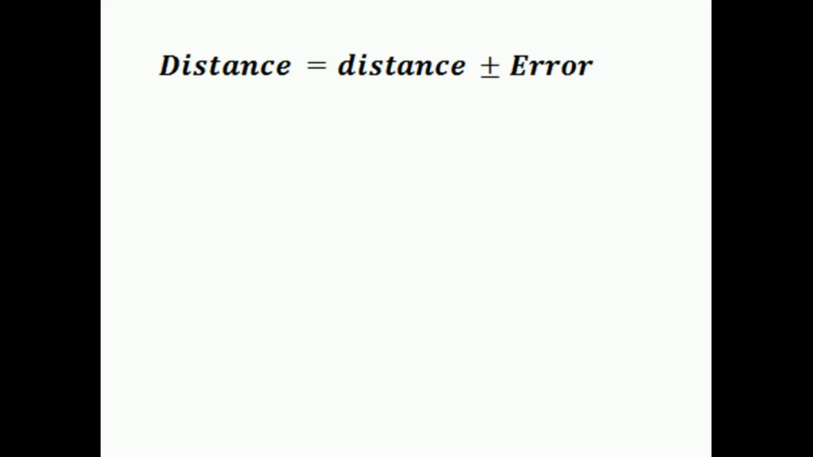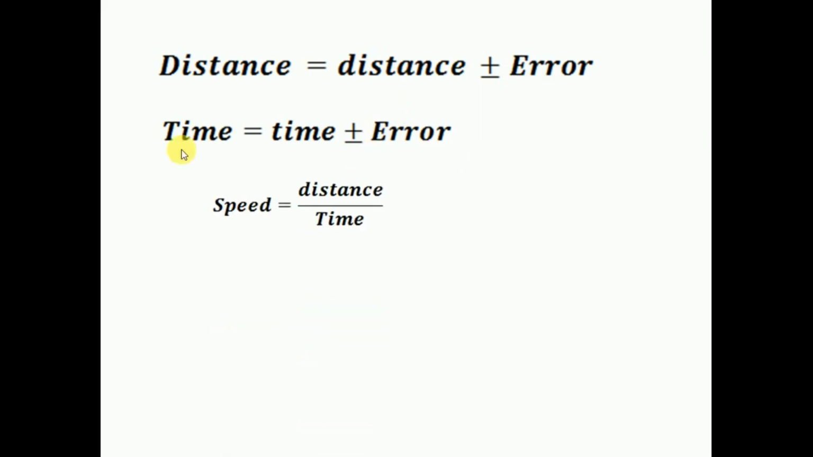Suppose I am measuring a distance, so I'll get some error in the distance, and suppose I'm measuring time also, and I'll get some error in time also. So we know the formula, speed is equal to distance by time. As I'm getting error in distance and time, I should get error in speed also. But how to calculate the error in speed?